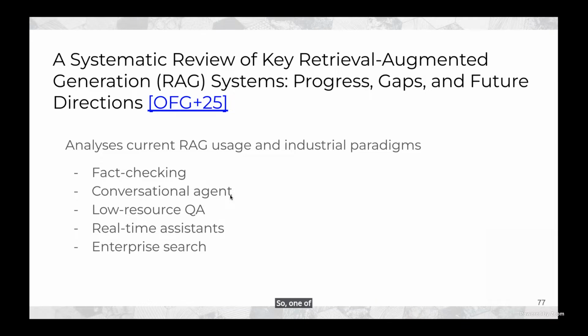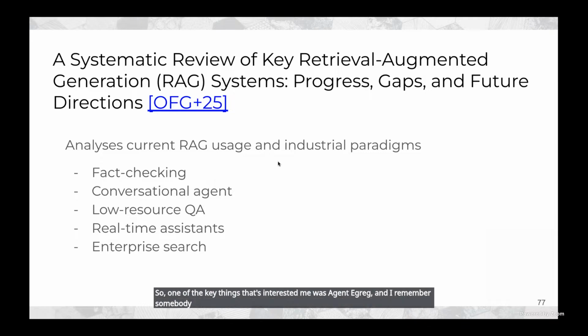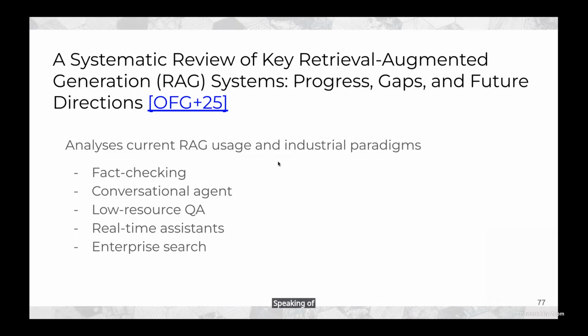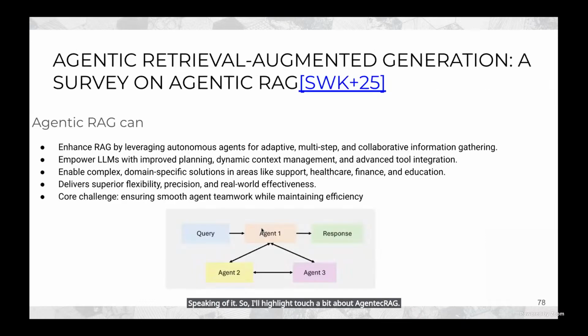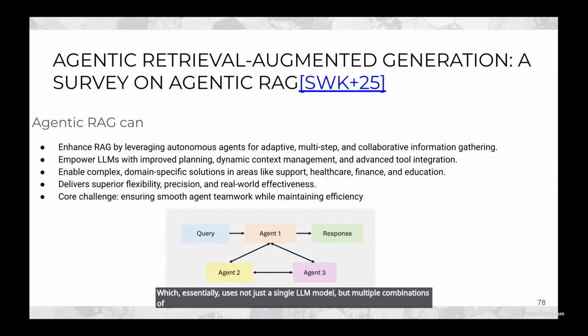So one of the key things that's interested me was agentic RAG, and I remember somebody during the Q&A session speaking about it. So I'll touch a bit on agentic RAG. I found another review paper about agentic RAG, which essentially uses not just a single LLM model, but multiple combinations of models to enhance the retrieved documents.